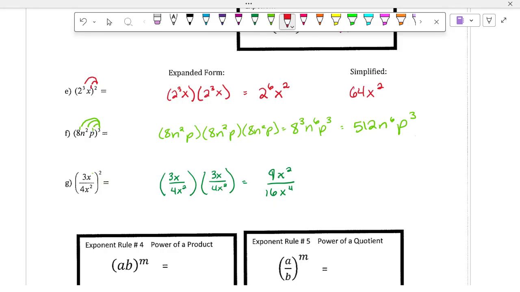And remember, we can now do the quotient rule, so we can subtract these exponents. So 4 minus 2 is 2. And since this is the bigger exponent, we'll put it in the denominator. So this would be 9 over 16x squared.